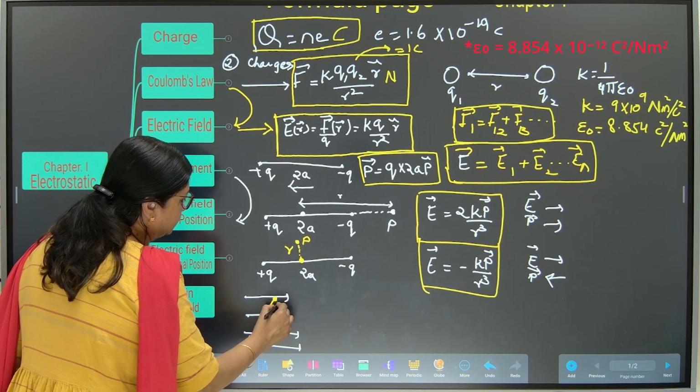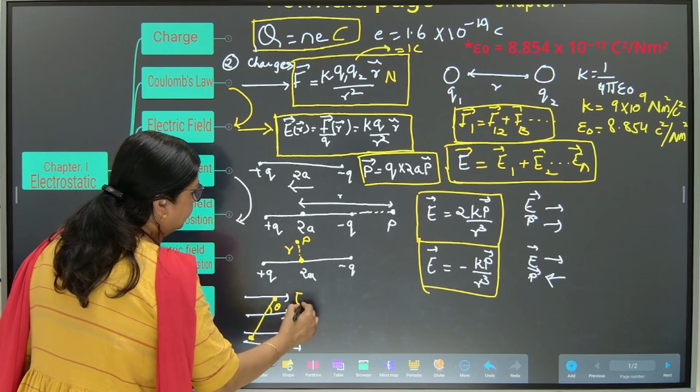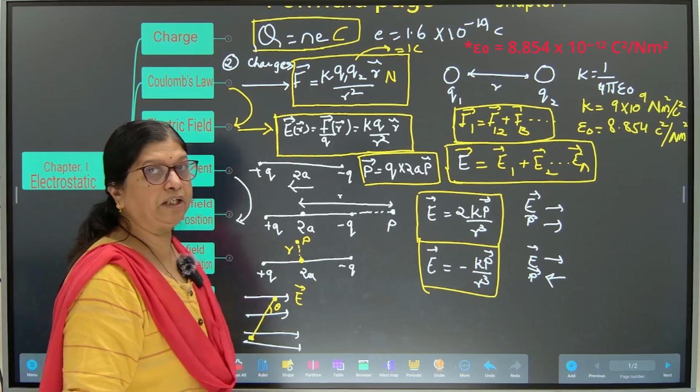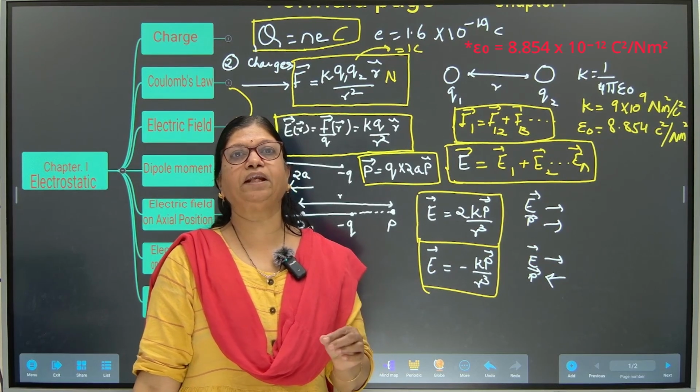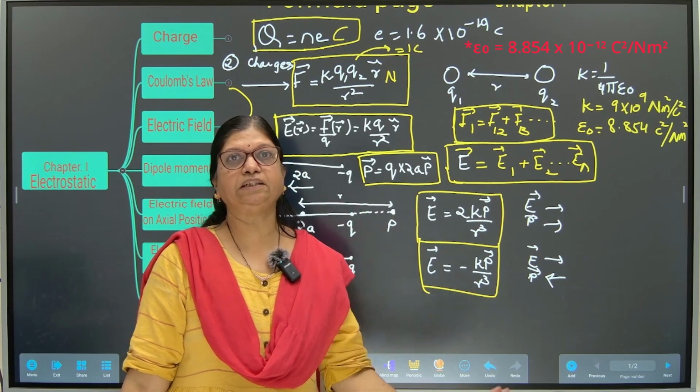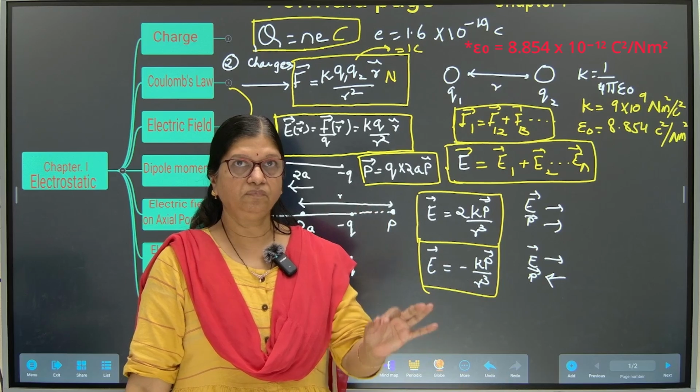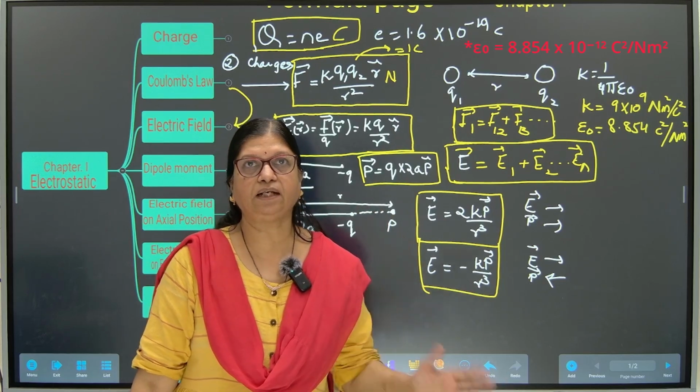I have placed one dipole here. This is the direction of the electric field. What is the meaning of a uniform electric field? It means the value of the electric field everywhere within this space is the same. We have placed a dipole.